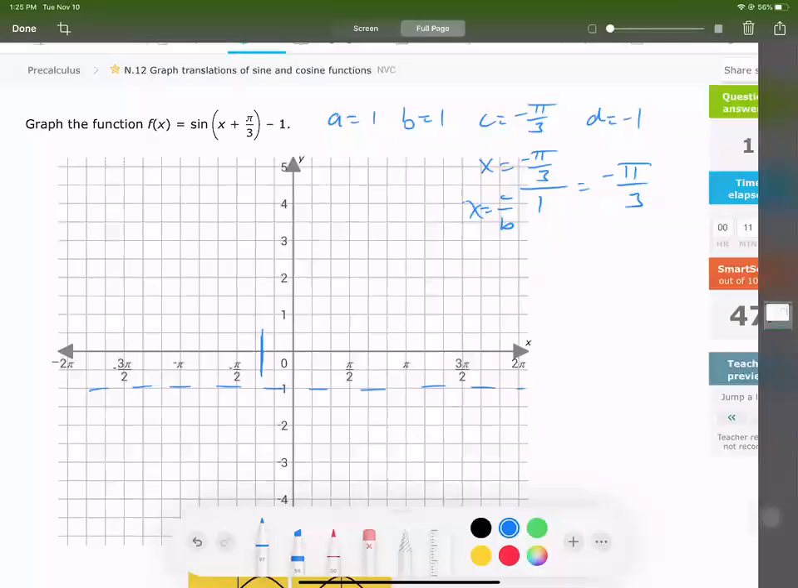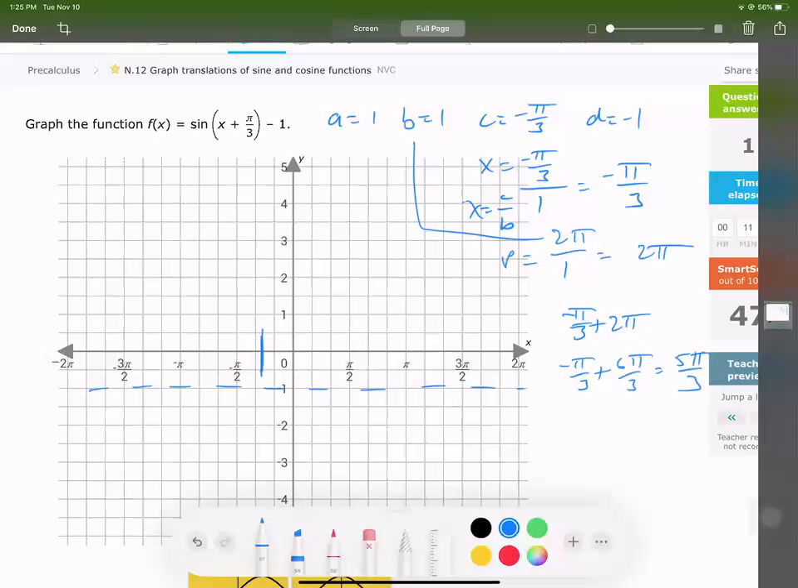Okay, and then our graph: we're starting at negative pi over 3, and our period is 2 pi over b, which is 1. That's going to give us 2 pi. If I'm starting over here, I go to negative pi over 3 plus 2 pi. We need a common denominator: negative pi over 3 plus 6 pi over 3 is 5 pi over 3. So 5 pi over 3 is almost close to 2 pi, so the graph starts and stops around here. Is it a sine graph? Something like that.